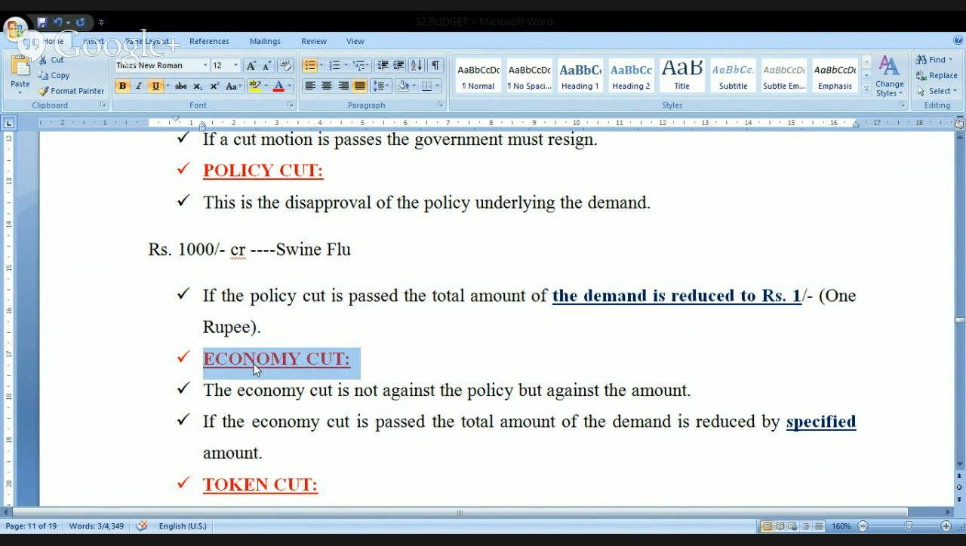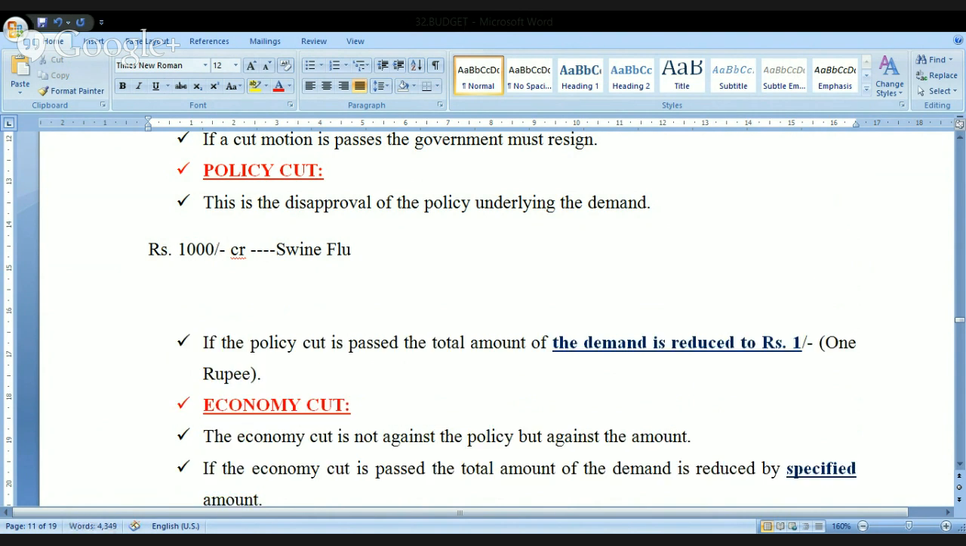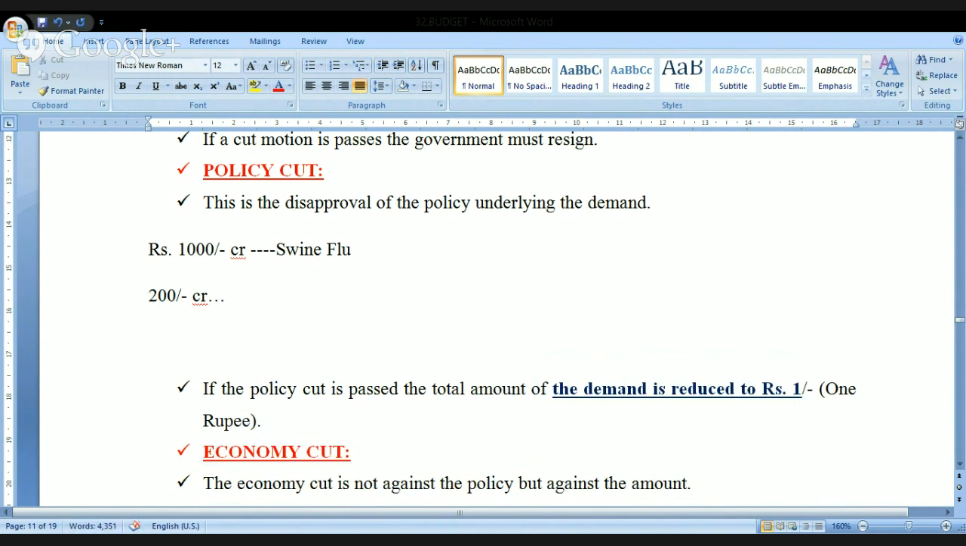Economy cut. This economy cut is not against the policy, but it is against the amount. Policy is okay, but it's considered to be against the amount. What do you mean by amount? Amount in the sense, this is a demand. You are demanding 1000 crores. And in the economy cut, the members will demand that this particular 1000 crores should be reduced by 200 crores. What do you mean by this? Then when the demand is like this, it will become 1000 crores minus 200 crores.